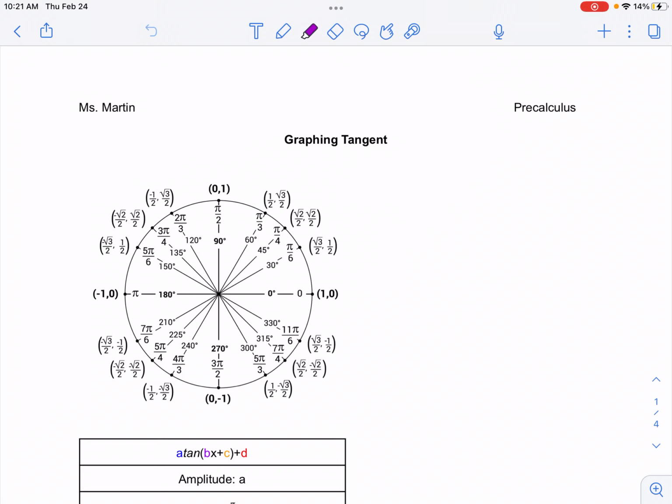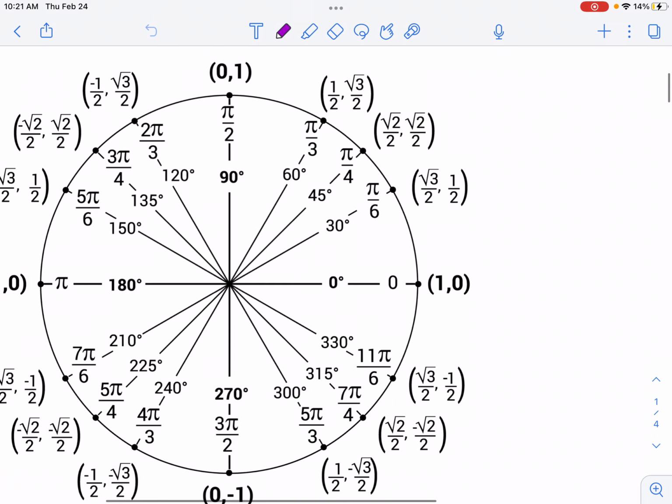Okay, so we're going to go over what the graph of tangent looks like, and we'll do a couple of examples on how to graph it. So to begin with, remember that trigonometry is the study of triangles. Good. So we went from triangles, and then we put the triangles on the unit circle, right?